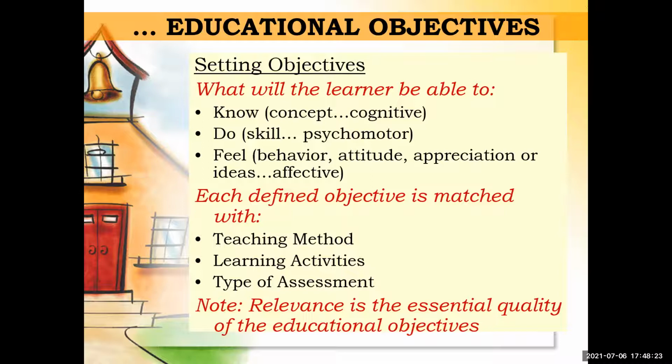So each defined objective is matched with teaching method, learning activities, and type of assessment. It should be mentioned that relevance is the essential quality of the educational objectives. Of course, all your tasks and activities should be relevant to the topic you are teaching. Otherwise, how can you reach your goal?